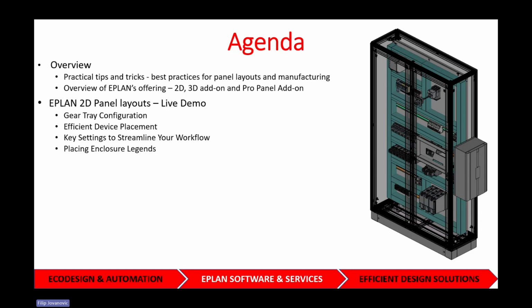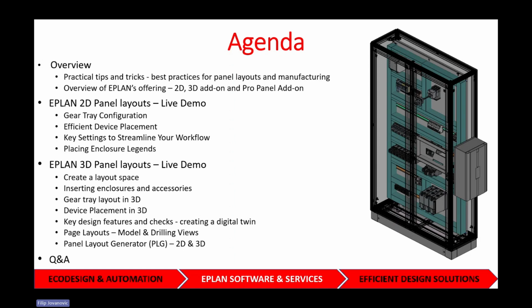For the 2D panel layout demo, we're going to go over gear tray configuration, how we place our DIN and trunking, and how we place the components onto our DIN efficiently and quickly, as well as key settings to maximize efficiency, and how we place enclosure legend reports on a page.